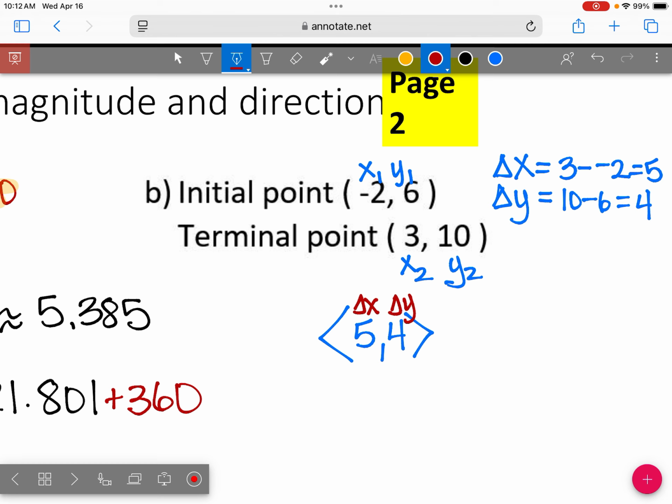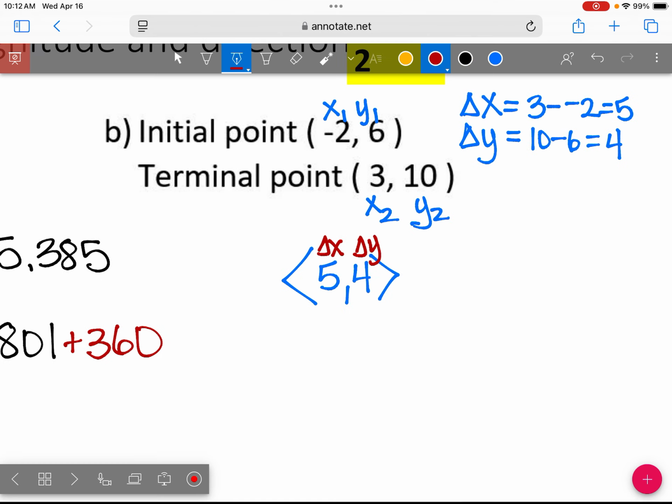I'm going to challenge you now. Pause the recording and solve it for magnitude and direction using the formulas that we worked with at the beginning.